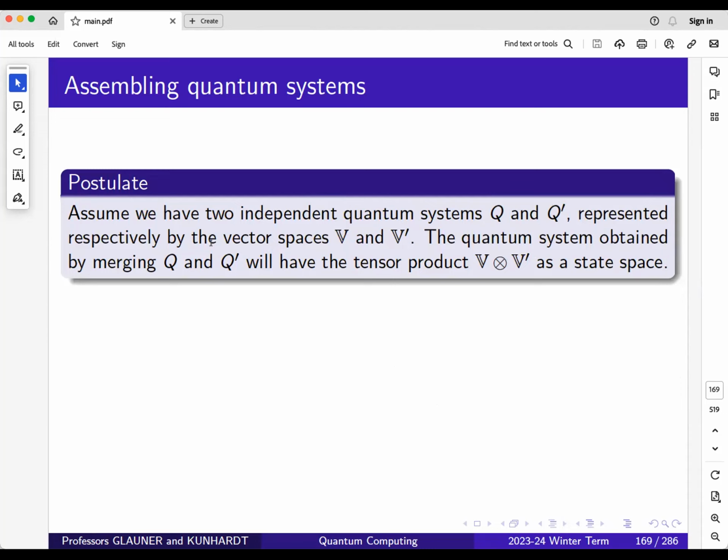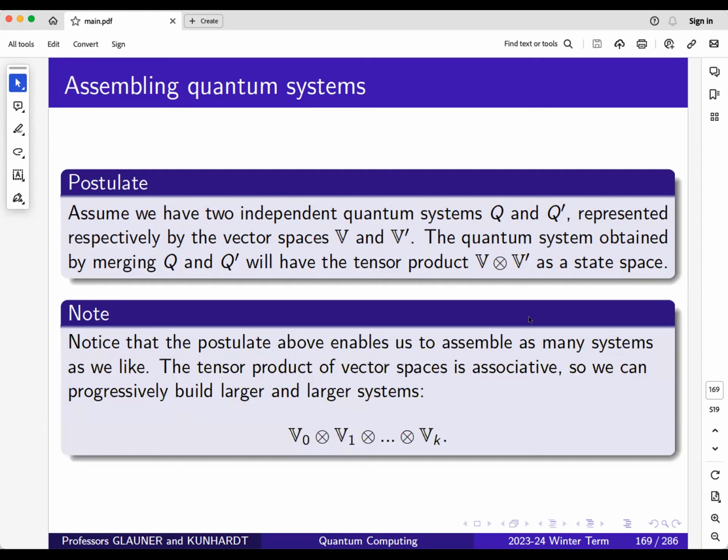And if we merge these two quantum systems Q and Q prime, we represent this by the tensor product of V and V prime. Because before, when we started assembling quantum systems, we saw we can describe all of these transitions just by taking the tensor product. And this is just a quick summary or overview about what we have done.